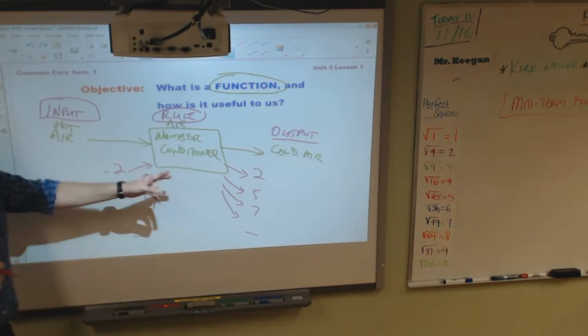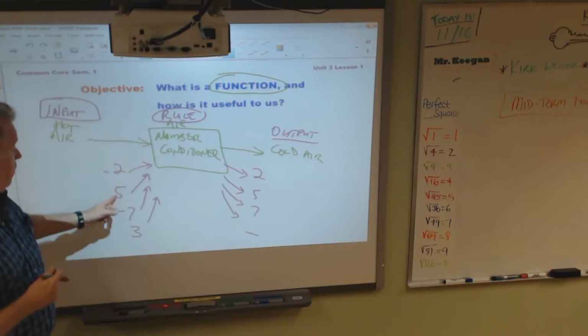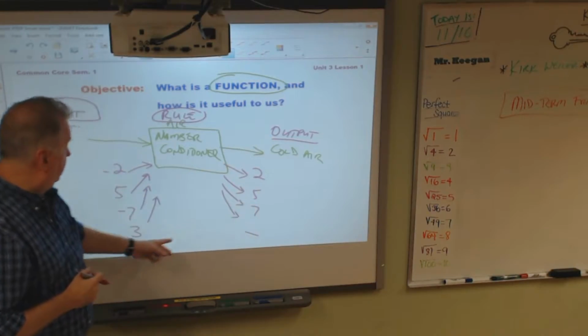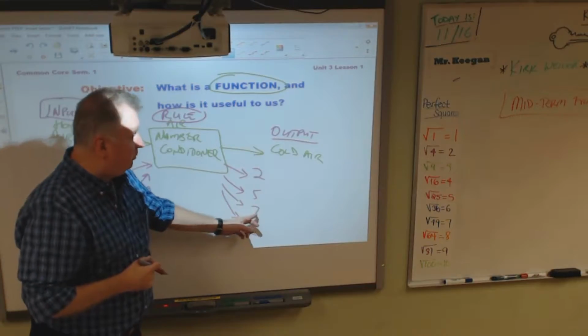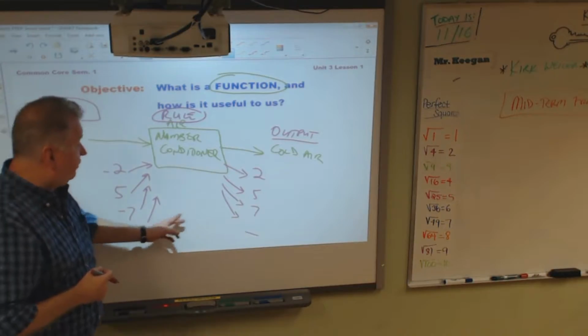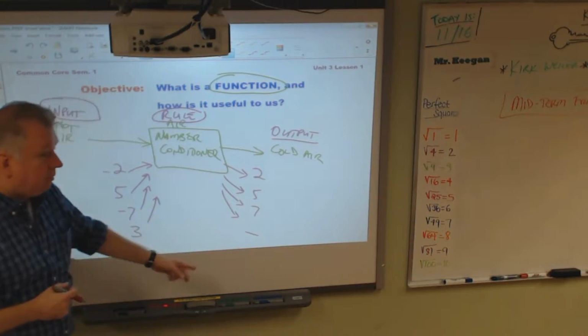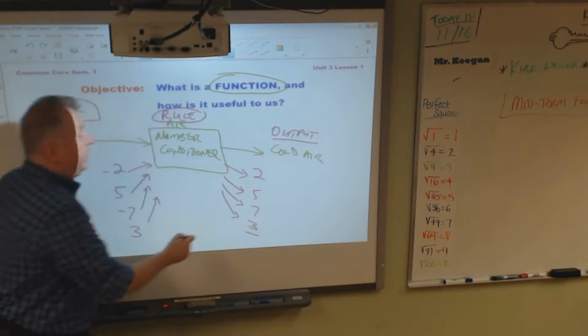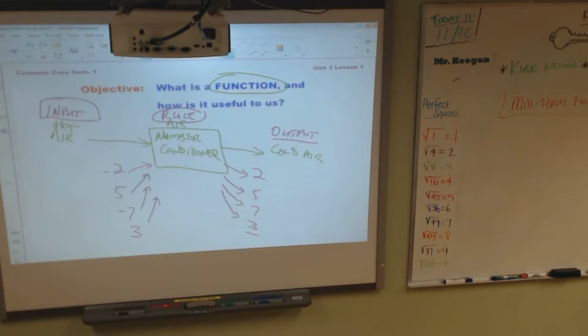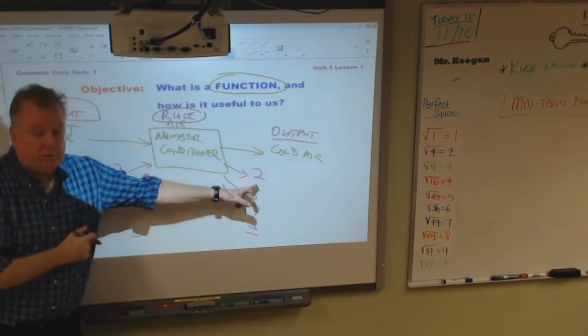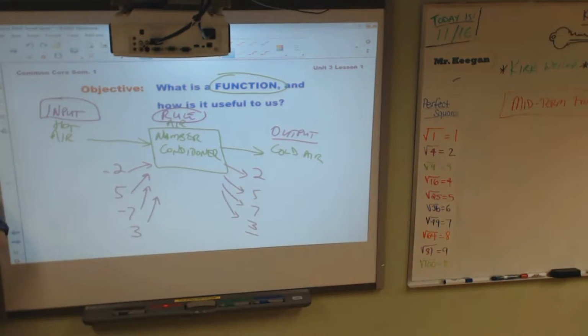A -2 becomes a +2. A +5 stays a +5. -7 becomes a +7. A +3 would come out as a +3. All right, so what's going on here? Adding 0? No, because what's -2 plus 0? That would be -2, right? So a -2 becomes a 2. What's happening?